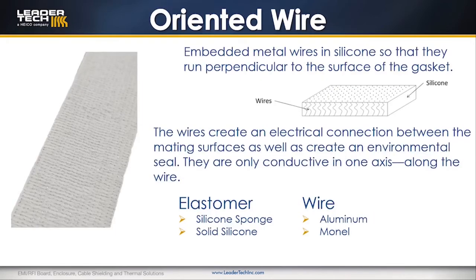Oriented wire gasketing is constructed of Monel or aluminum wire oriented perpendicular to the mating surfaces and embedded in solid or sponge silicone elastomer. The wires create an electrical connection between the mating surfaces as well as create an environmental seal. They are only conductive in one axis, along the wire. The wire is crimped for additional resiliency and to optimize the mechanical performance of the gasket. It has between 700 to 900 wires per square inch. The material is available in strip or sheet form and can easily be die cut or laser cut into complex shapes or fabricated into custom frame gaskets.